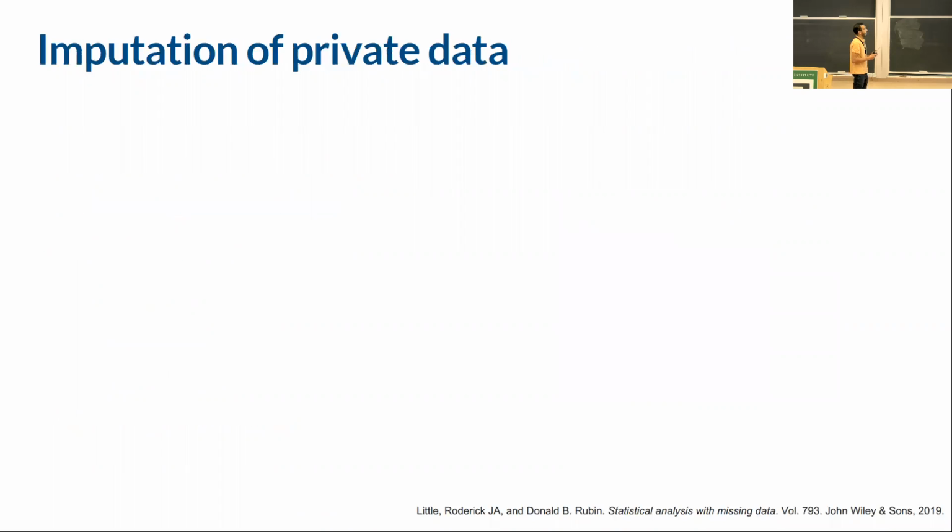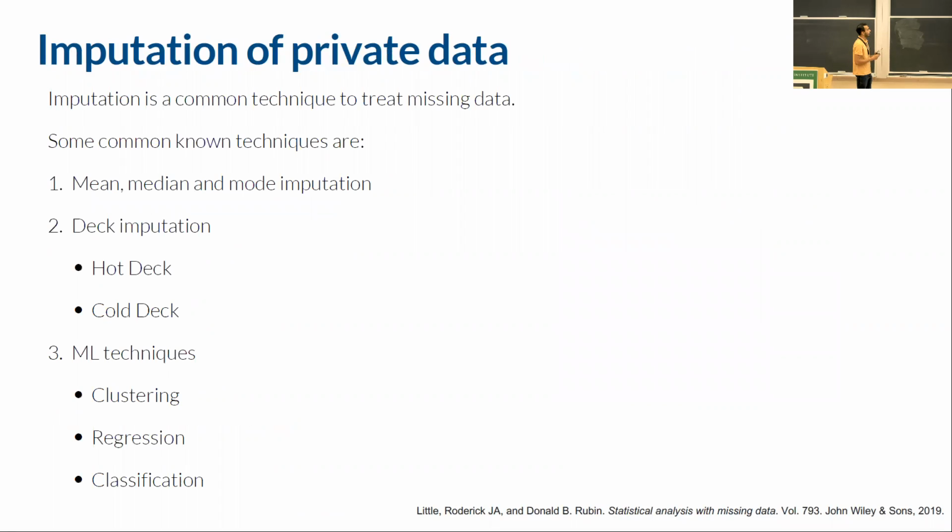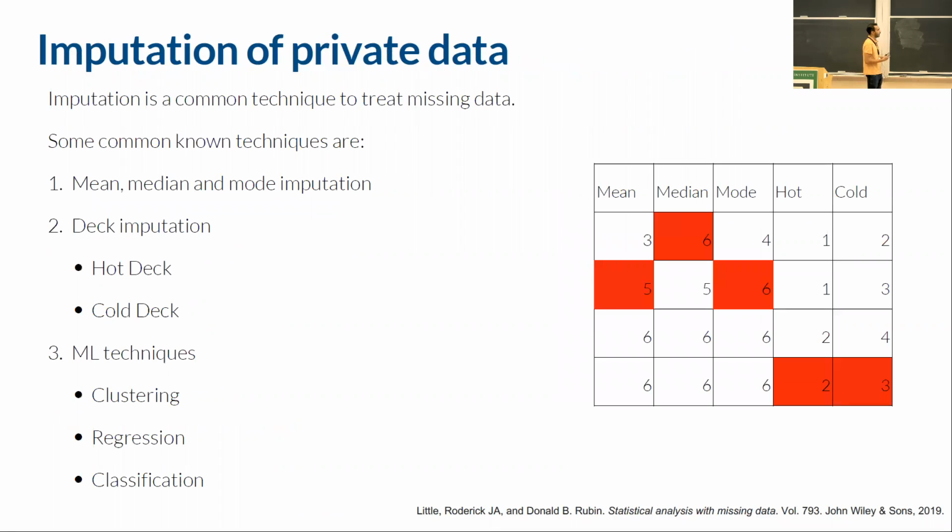Okay, so on that end, we look into imputation of private data, and it can be done using multiple approaches. Some common approaches are statistical approaches like mean, median, mode imputation, hot deck, cold deck, and ML techniques like clustering, regression, classification. This is an example of how these things work. In a mean imputation, we just take the column, we find the mean, and we fill up those red missing values there. We can similarly do median or mode, and hot deck basically works by finding similar values in the data set, and cold deck works by getting the same information from a proxy data set. ML techniques can also be used for the same.